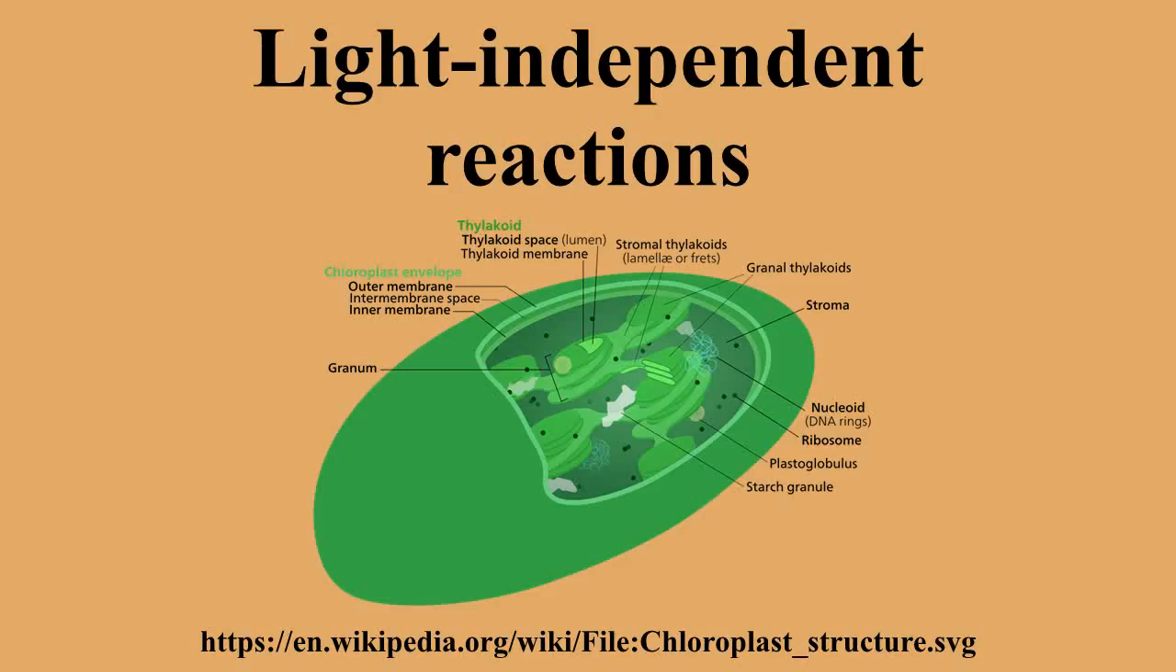The next stage in the Kelvin cycle is to regenerate RuBP. 5 G3P molecules produce 3 RuBP molecules, using up 3 molecules of ATP. Since each CO2 molecule produces 2 G3P molecules, 3 CO2 molecules produce 6 G3P molecules, of which 5 are used to regenerate RuBP, leaving a net gain of 1 G3P molecule per 3 CO2 molecules. The regeneration stage can be broken down into 2 steps.